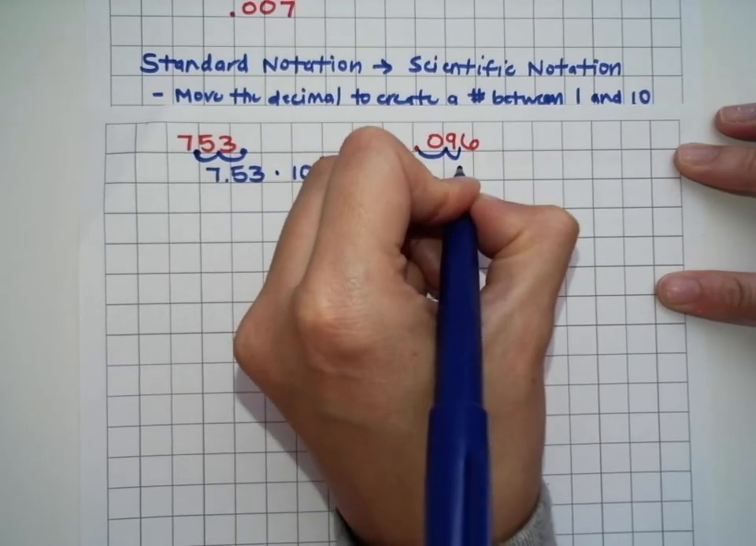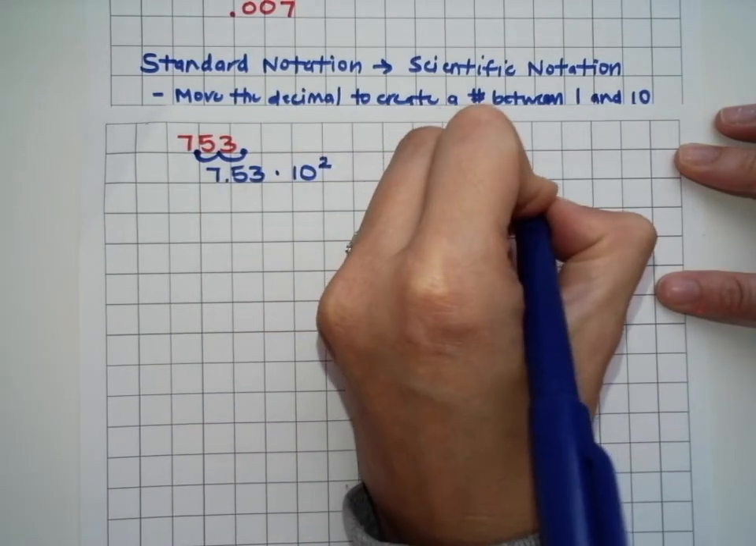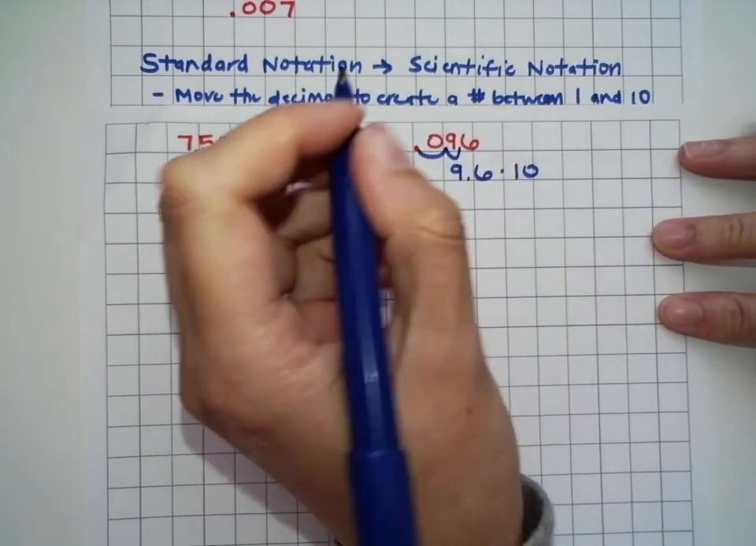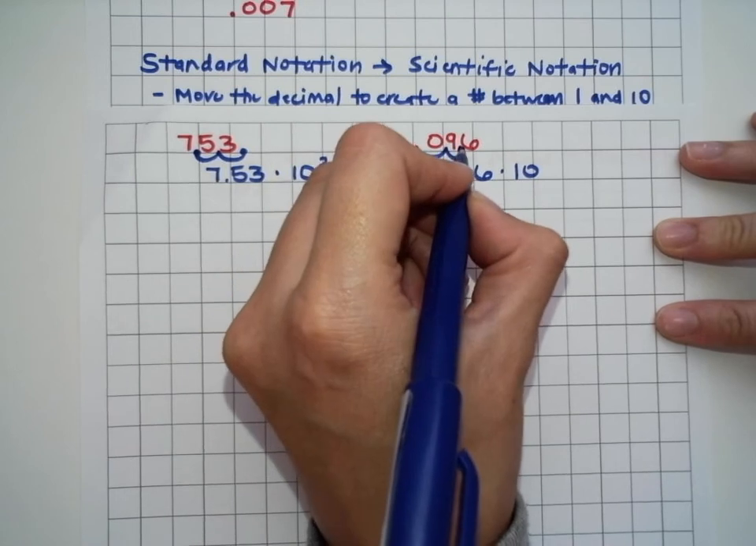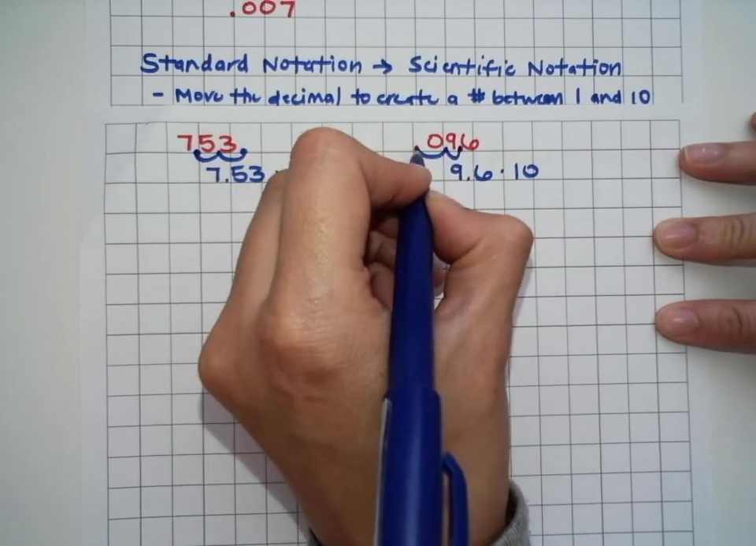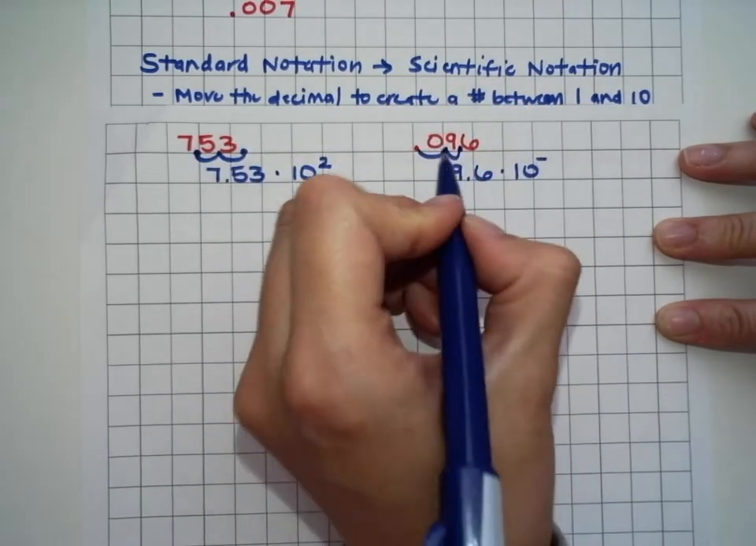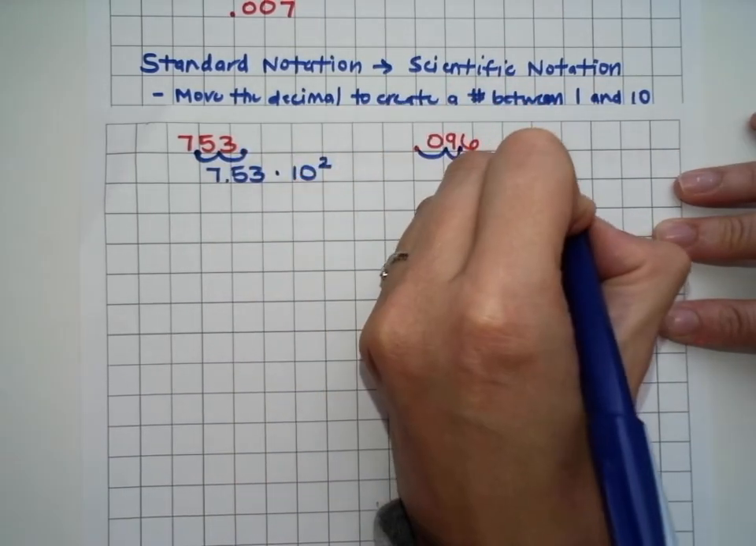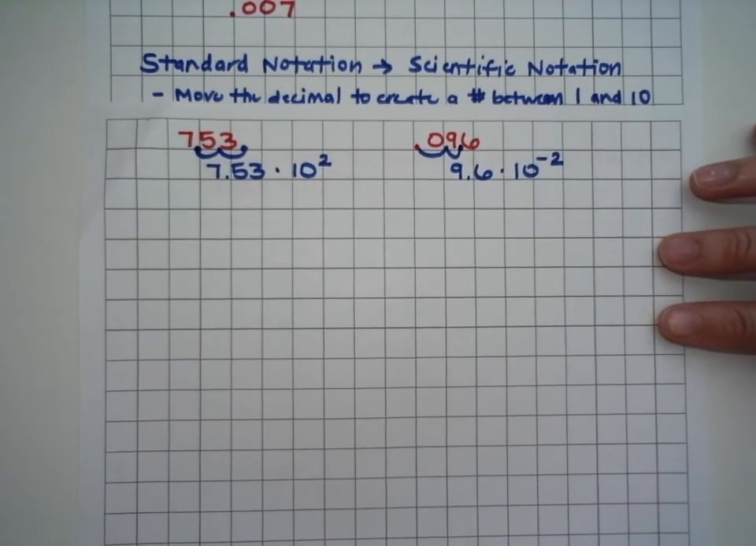So we're going to write it as 9.6 times 10. And what power? Well, if we're at 9.6, we have to move our decimal 2 places to the left, which is a negative exponent, and 2 times, that would be 10 to the negative 2nd power.